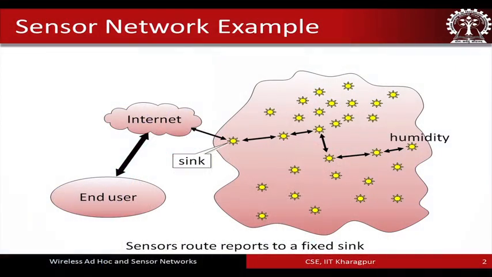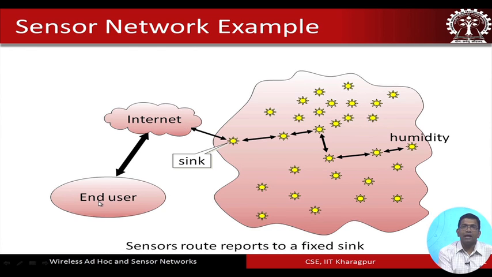When we talk about sensor networks, we have a scenario like this. We have different sensor nodes. In this particular example, these sensor nodes are all sensing the humidity of the region, and through a multi-hop path, the sensed data is sent to the sink node, and from the sink node, the data is sent over the internet to the end user.